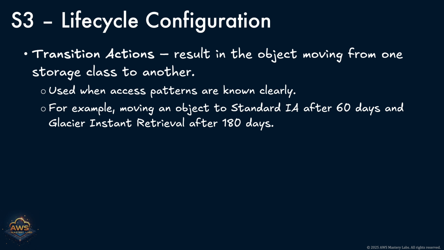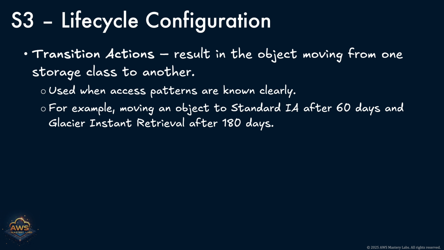Amazon S3 transition actions refer to a set of configurable rules that automate the movement of objects between different storage classes based on the age of the data. These rules are part of S3 lifecycle policies and are particularly useful for optimizing storage costs by ensuring that data is always stored in the most cost-effective tier according to its access patterns.